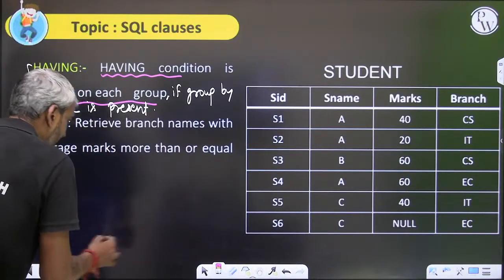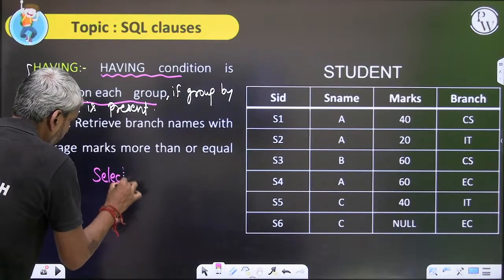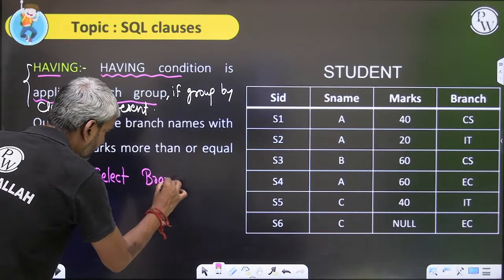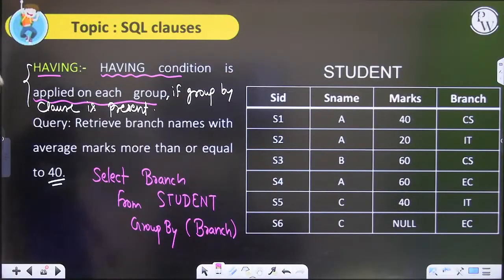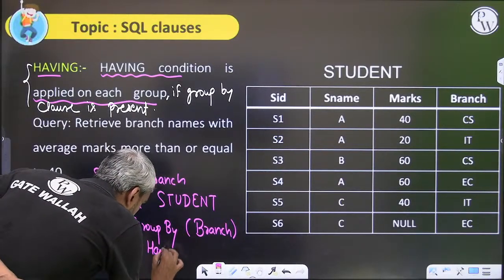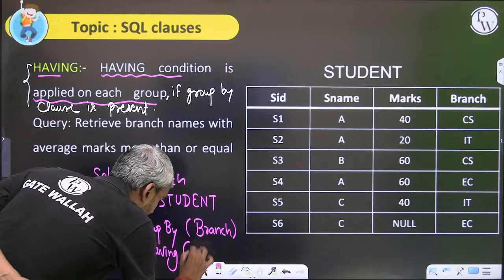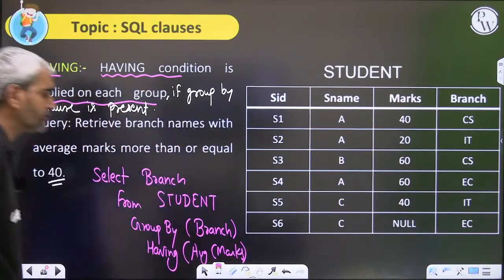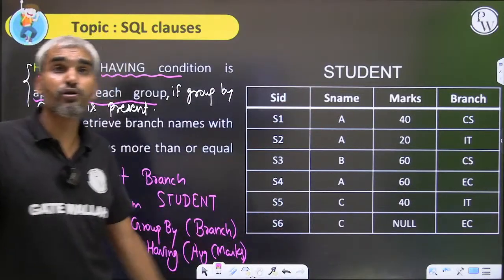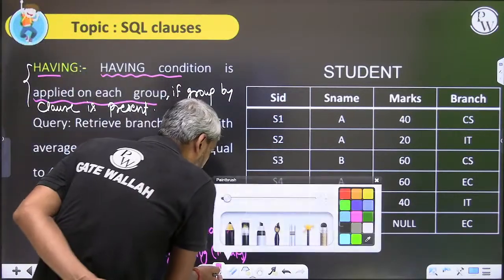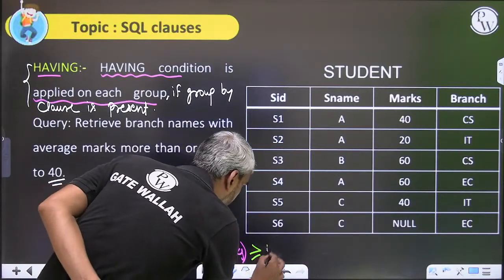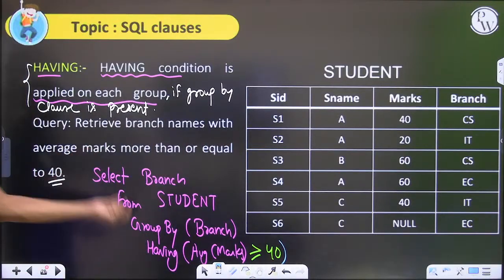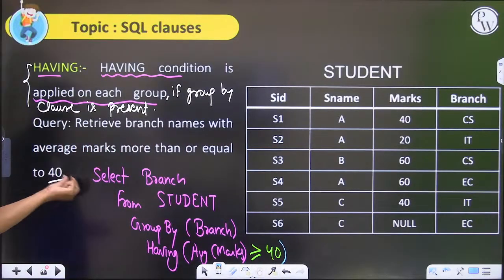So what will happen? Sir, forget about it. Retrieve the branch name: select branch from student group by branch having average of marks. Now my question is, will this average of marks be calculated for the complete table or for each group? Sir, this average of marks will be calculated for each group. Make sense? So we have the group by clause, therefore the aggregate function will be calculated for each group.